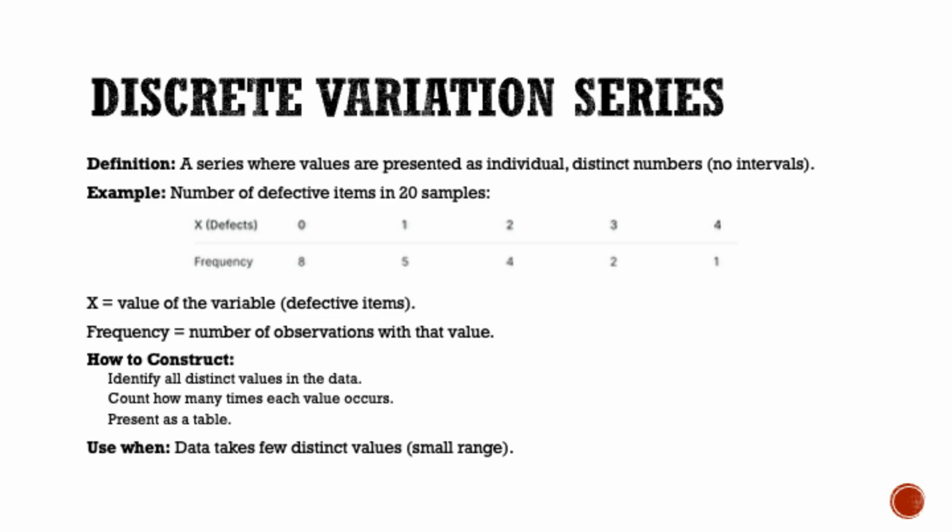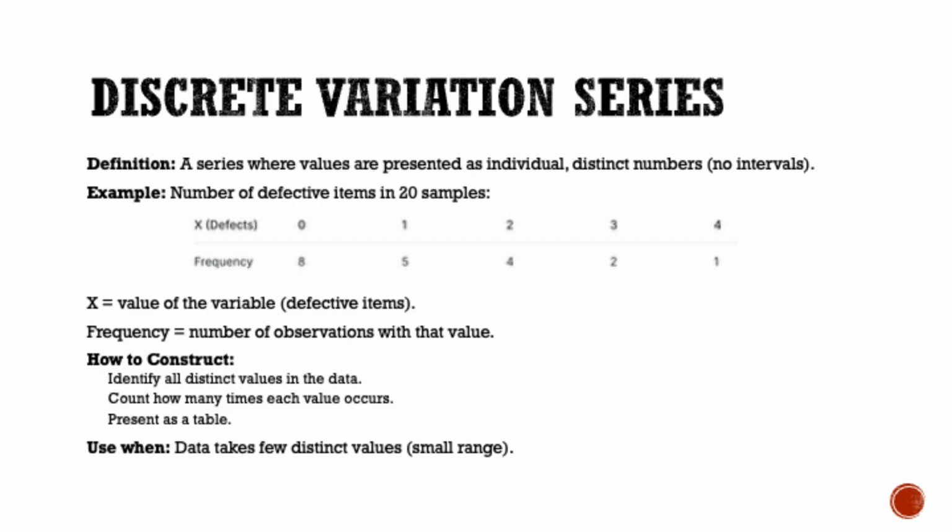Let's look at discrete variation series in more detail. This is a series where values are presented as individual, distinct numbers without intervals. Here's an example. Suppose we examine 20 samples and count the number of defective items in each. The table shows that 8 samples had 0 defects, 5 samples had 1 defect, 4 samples had 2 defects, 2 samples had 3 defects, and 1 sample had 4 defects.